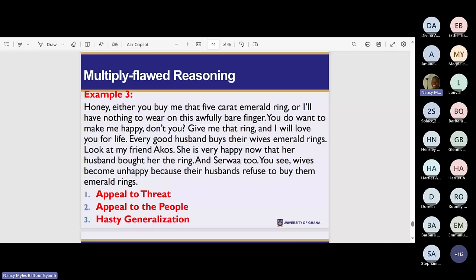Which line is appealing to threat? Let me have a chorus answer. You have been very composed there. Let me have a chorus answer. Which lines or line do you think is appealing to threat? Don't worry, you're muted. React. I want to hear a lot of you.